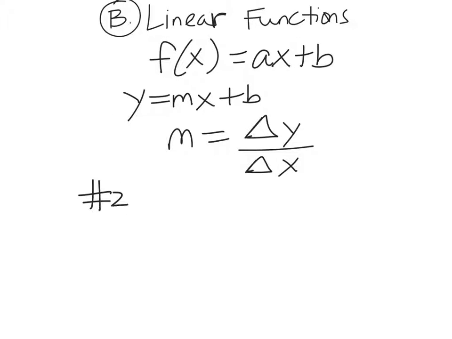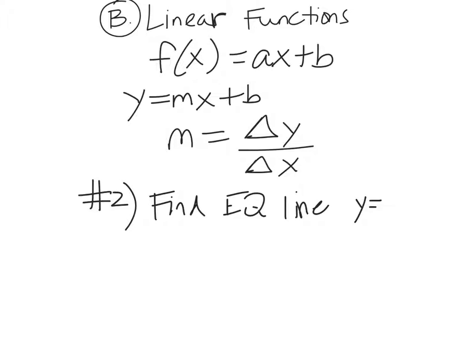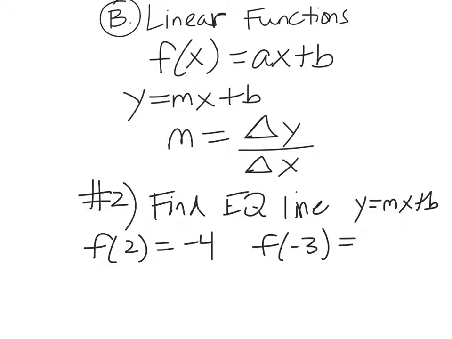Here we go. Number 2. It says here that we need to find the equation of the line in slope-intercept form, y equals mx plus b. And we're given 2 pieces of information. We're told that f of 2 is -4, and f of -3 is 7. And we have to find the equation of the line.